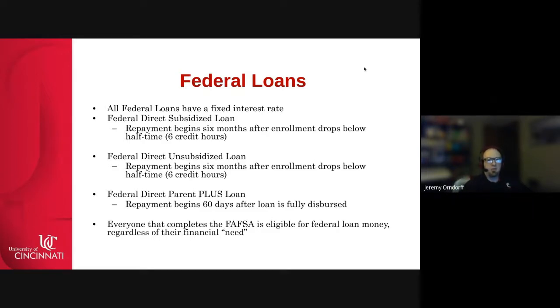You do have to be enrolled at least 6 credit hours to be eligible for federal loan money, and it doesn't require payments until 6 months after you graduate, or if you drop below part-time enrollment for 6 months.